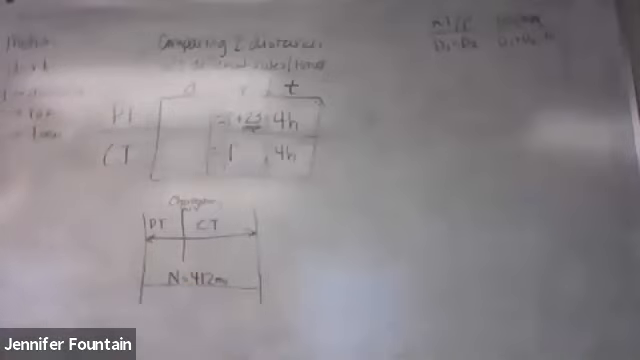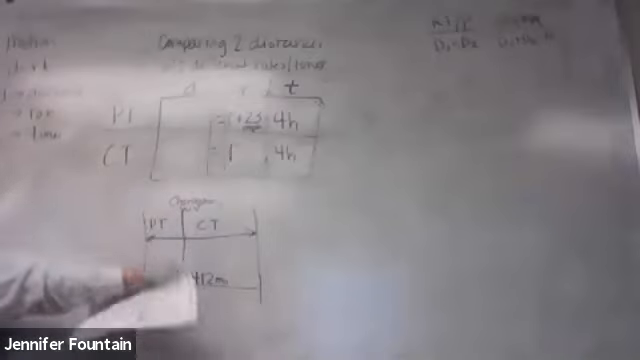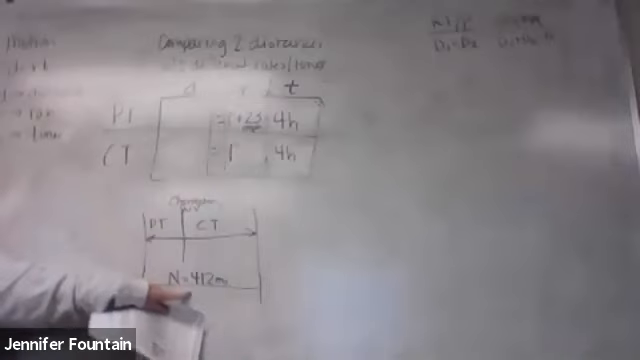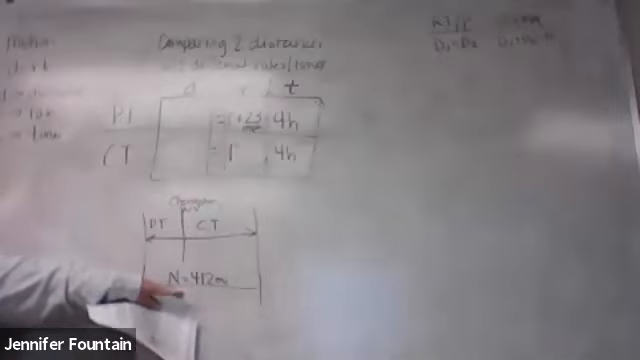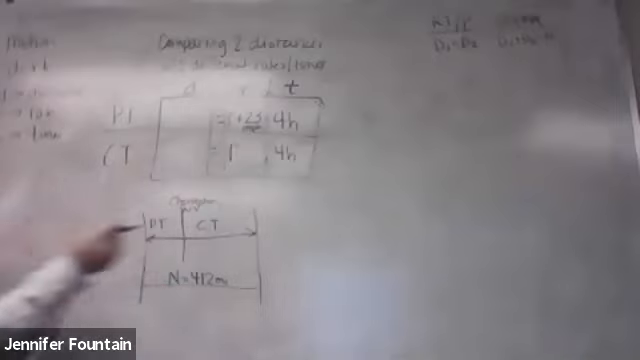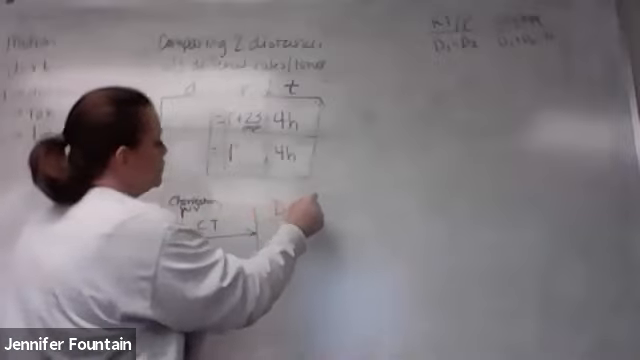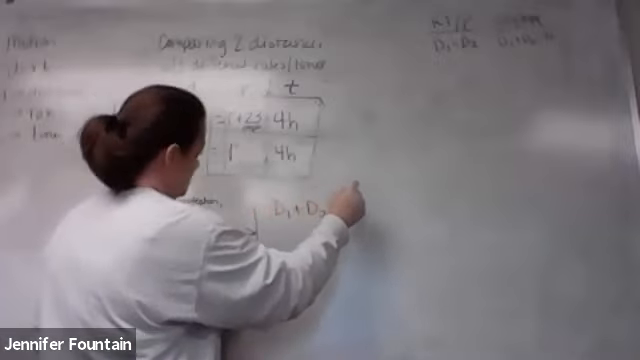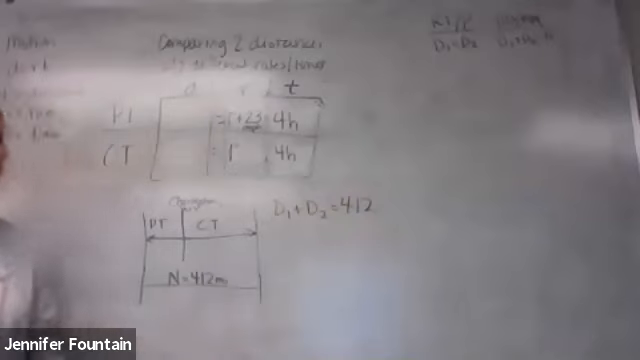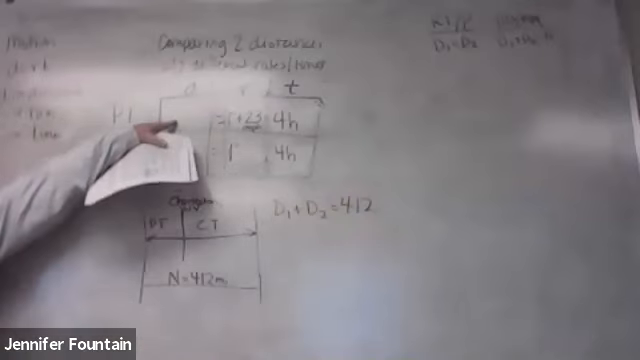Is everybody good so far? Charleston, West Virginia, coal train, passenger train. We're trying to figure out when they're 412 miles apart. So what does that mean? D1 plus D2 equals 412. How do I know what's going to go in this box?